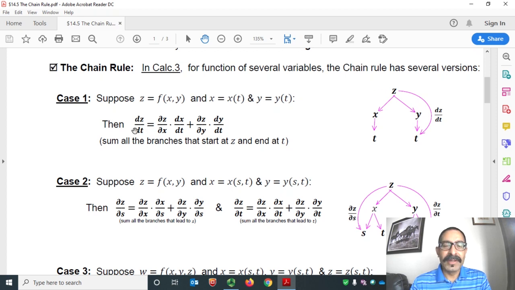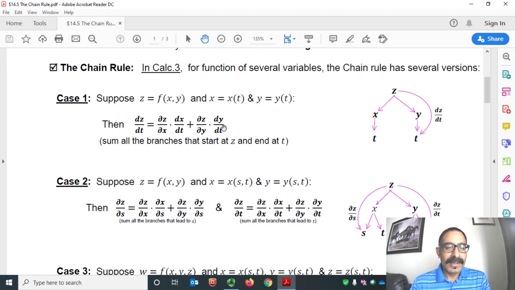Now let's go to the formula here. The derivative of z with respect to t equals, first, because z is a function of x and y, the partial derivative of z with respect to x times the ordinary derivative of x with respect to t, here the left branch. We multiply the left branches, multiply the right branches, and we add them, so plus del z over del y times dy over dt.